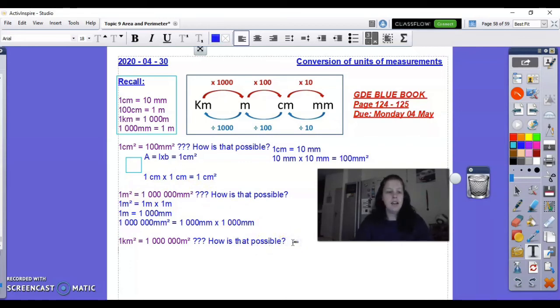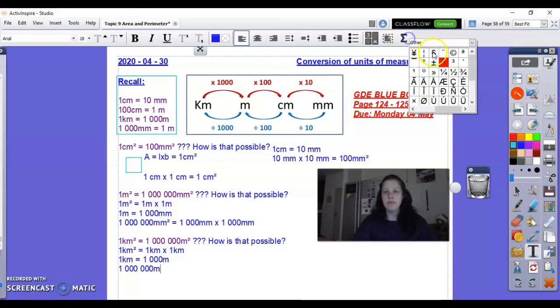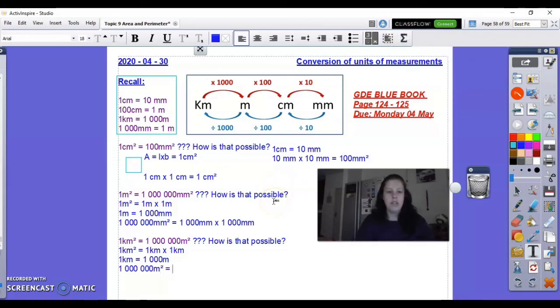Our last example, 1 kilometer squared is actually 1 kilometer times 1 kilometer. And we know that 1 kilometer is actually 1,000 meters. So if I said 1 million meters squared, which is equal to 1,000 meters times 1,000 meters, I've just proven to you that 1 kilometer squared is in fact equal to 1 million meters squared.